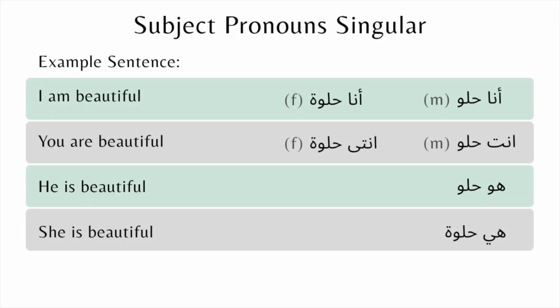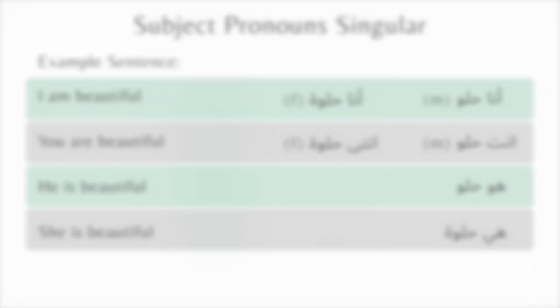To say I am beautiful, if you're a male, you would say أنا حلو. If you're a female, you would say أنا حلوة. To say you are beautiful, if you're addressing a male, you would say أنت حلو. If you're addressing a female, you would say أنت حلوة. To say he is beautiful, you would say هو حلو. To say she is beautiful, you would say هي حلوة.